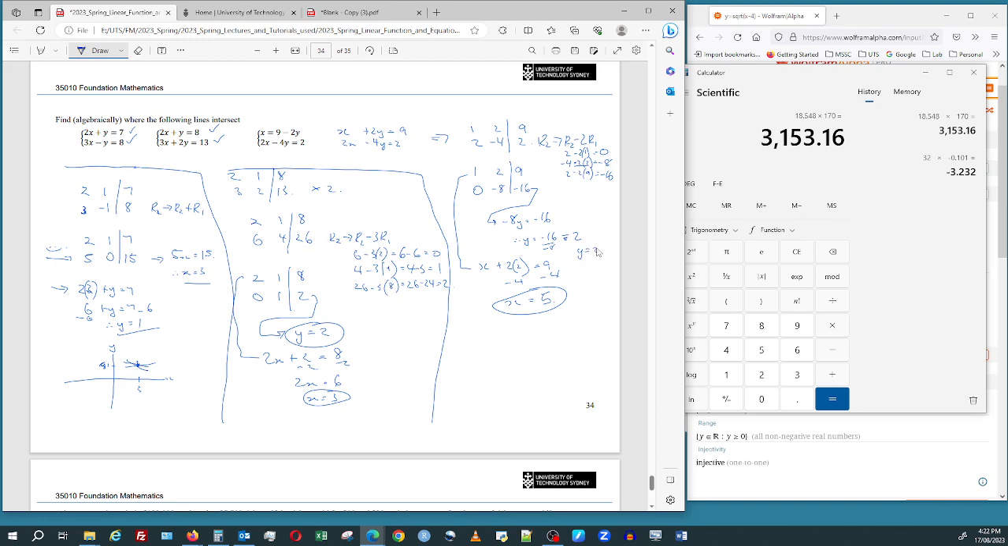Y equals 2. So up here, I think here is the answer. 5 plus 4 is 9, tick. 10 minus 8 is 2, tick.